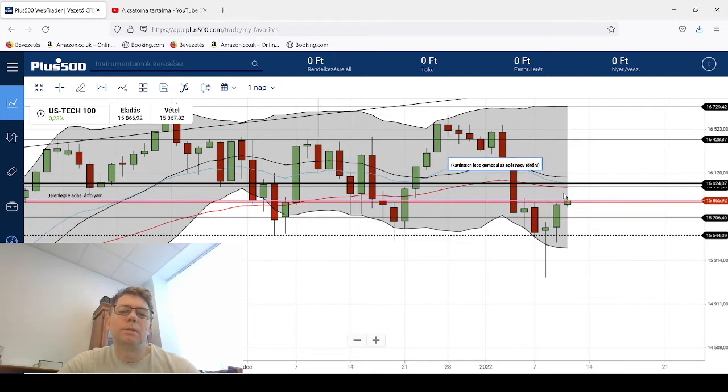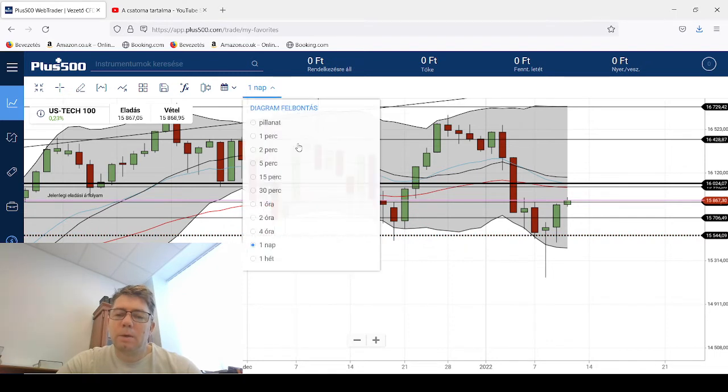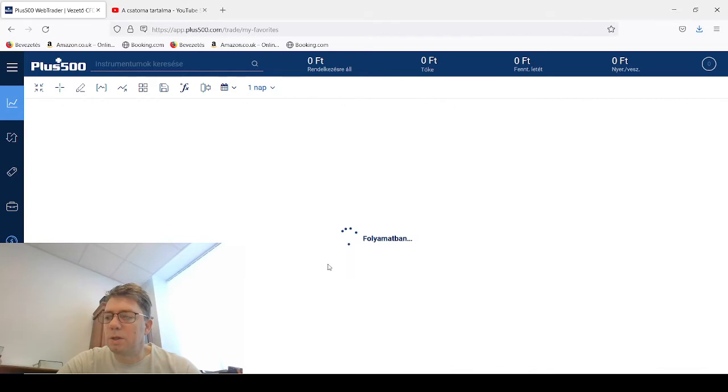I don't think it could. Yeah, we could go to the 50-day EMA and then turn back down, but I don't think that will happen. We will see. Just a quick look at the 4-hour chart on Nasdaq.